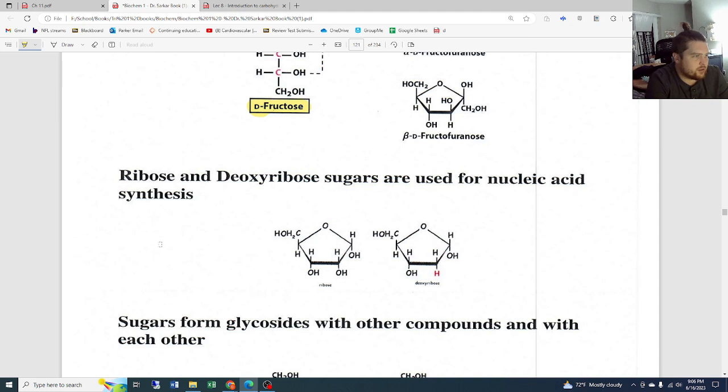Ribose and deoxyribose sugars are used for nucleic acid synthesis. This is actually why, if we talk about RNA, this is a ribose nucleic acid, and then DNA is a deoxyribose nucleic acid. So DNA is made up of deoxyribose, RNA is made up of ribose. Look, deoxy, it's missing an oxygen right here. That's the difference between ribose and deoxyribose. There's 1 oxygen difference.